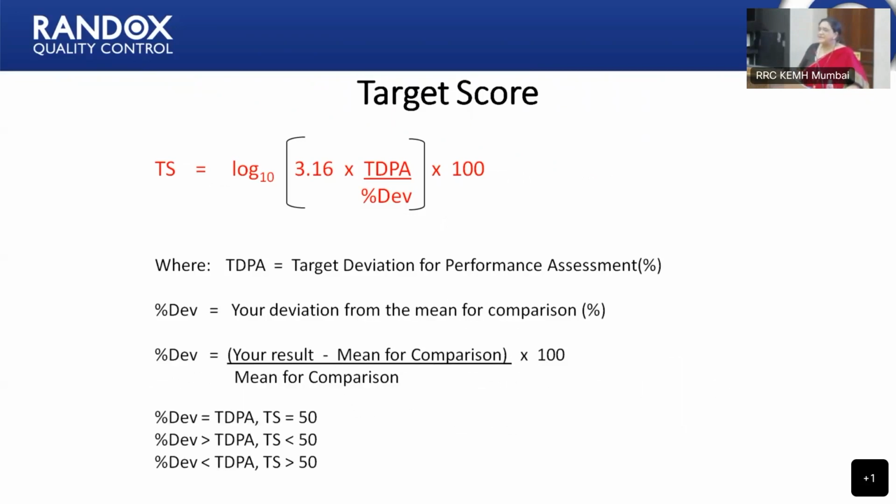As I said, all these 3 performance indicators are interlinked. For the percentage deviation, there is one more term added, TDPA. TDPA is nothing but the target, that is the acceptable limit of the percentage deviation set by EQAS. So if the percentage deviation achieved by the laboratory is equal to the TDPA, the target score will be 50. If the percentage deviation is more than TDPA, the target score will go below 50. That will be the unacceptable range. And if the percentage deviation is less than TDPA, then the target score will increase. So the lesser the percentage deviation, the better the target score.